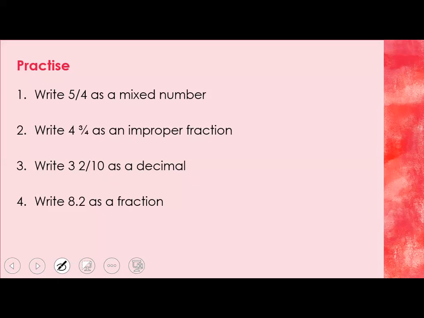Okay, here I would like you to stop and have a go at these 4 on your own, seeing if you can now remember how to convert one of these types of fraction or decimal to the other. If you want at this point, you might need to rewind the video and have another think or have another rewatch of how we do each of these things.